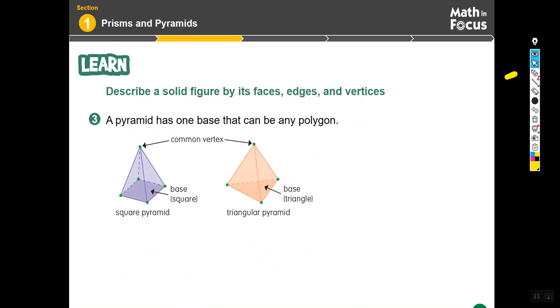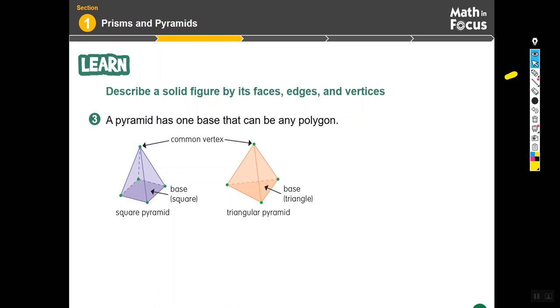All right, the last type of shape we're going to be dealing with here is a pyramid. A pyramid has one base that can be any polygon. Okay, so as you see here, we have a square pyramid and a triangular pyramid. Both of them are named after the type of base they have. A square pyramid has a square base with 4 sides, and that's how many triangular faces it has. The faces are triangular shaped and they meet at a common vertex at the top.